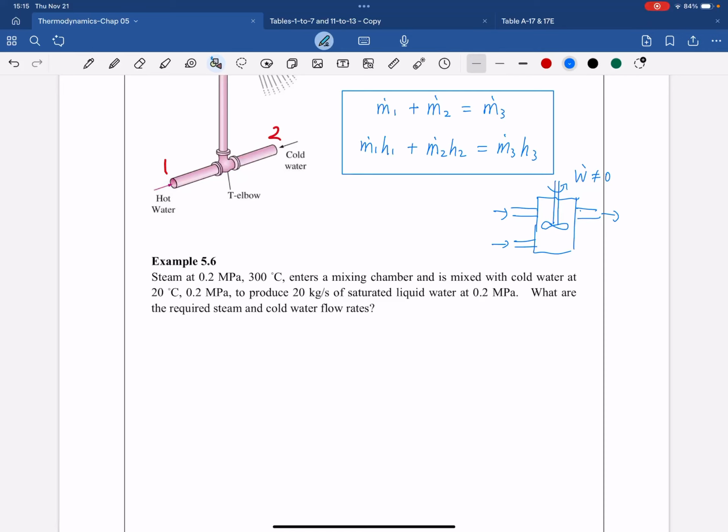Hi everyone, now let's look at example 5.6. Steam at 0.2 megapascal, 300 degrees Celsius enters a mixing chamber and is mixed with cold water at 20 degrees Celsius, 0.2 megapascal, to produce 20 kilograms per second of saturated liquid water at 0.2 megapascal. What are the required steam and cold water flow rates? So as always, let's do the given condition first.